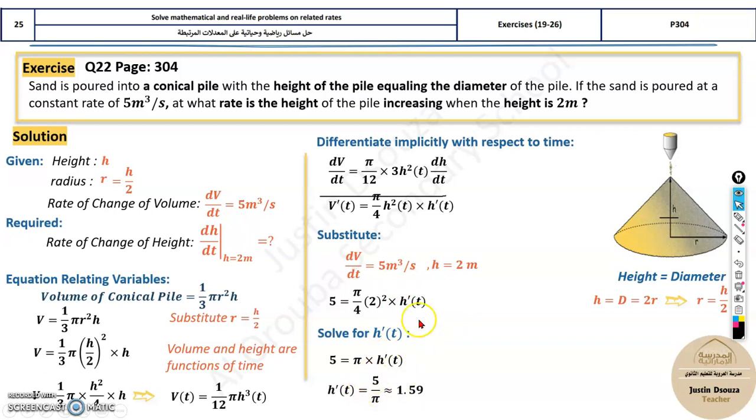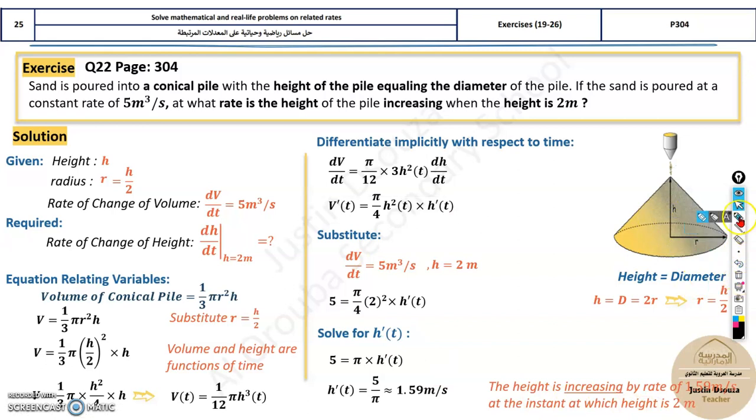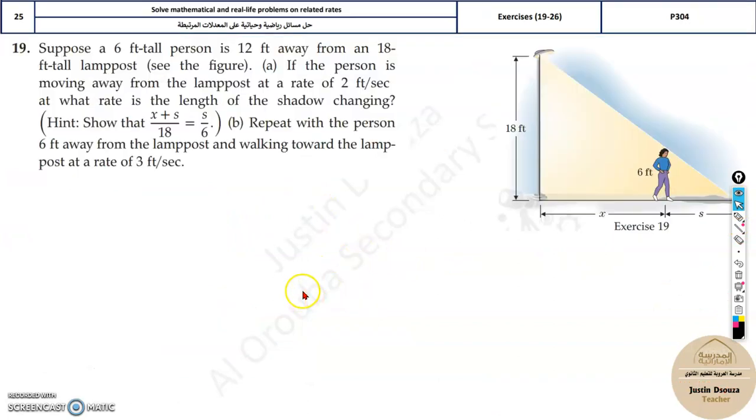Take everything to the other side and solve it. It'll be 1.59 meter per second. So the height is increasing by 1.59 meter per second when the height is 2 meters. So this is how we can solve it. Now everything will be given. You need to substitute and solve it.